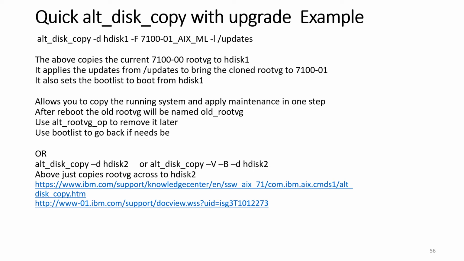One of the things you can do with alt_disk_copy is an update on the fly. In this particular case, I'm doing an alt_disk_copy. The target disk is hdisk1, and my current rootvg is at 7100-00, but I want to go to 01. So I'm using my current rootvg to take the clone from, writing it to hdisk1, and then updating it from my 7100-01 updates, which come out of /updates. So it will actually update it to 7100-01.